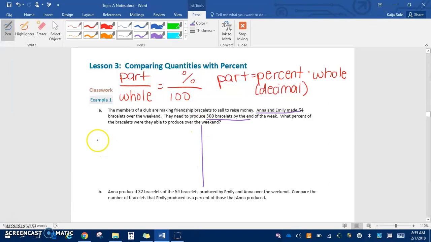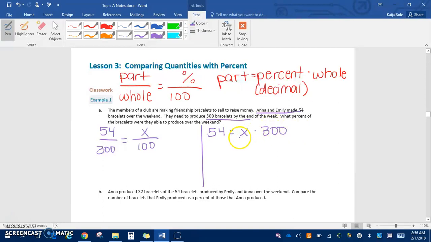If we set up our proportion first, we know this is 100. They're looking for the percent, so this is our x. And we know they made 54, which is their part, and 300 total is what they need. If we were going to use the equation, the part is 54 equals, we don't know our percent, so that will be x, and then our whole is 300. So you can solve either of them.